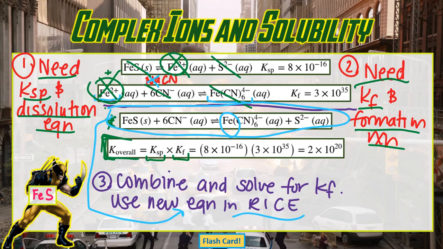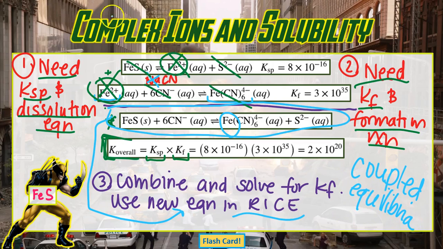And sometimes you won't hear it talked about, like in the textbook, for example, as separated into complex ions and solubility like I do it. But just know that it's also called coupled equilibria. And so sometimes you'll just see that. It means the exact same thing, folks. The process is also the same. So you will see coupled equilibria, or you'll just see it separated as complex ions and solubility.